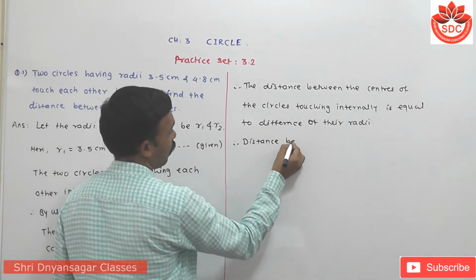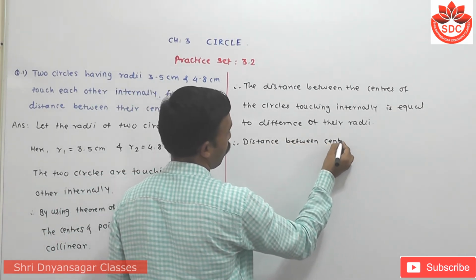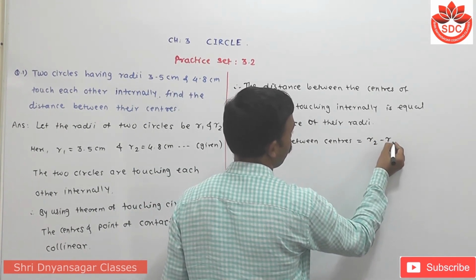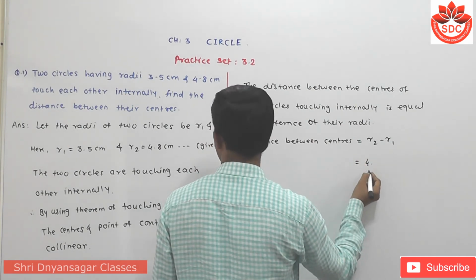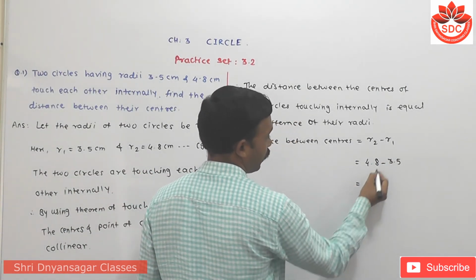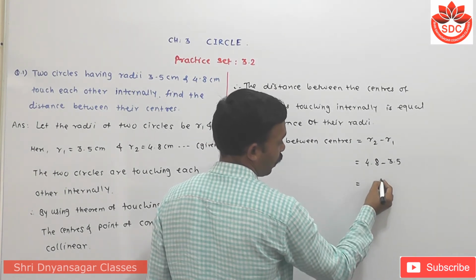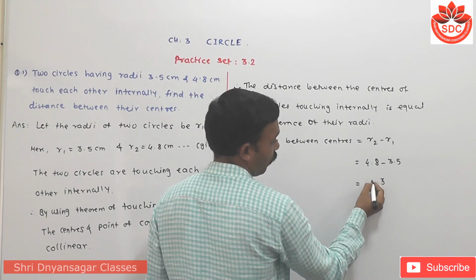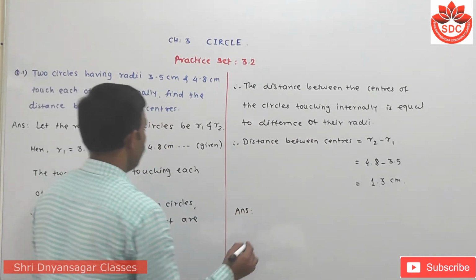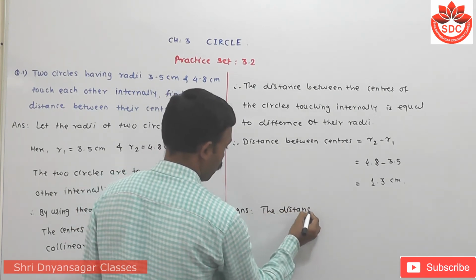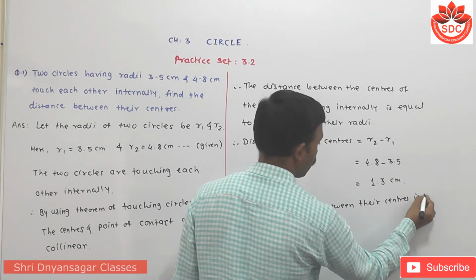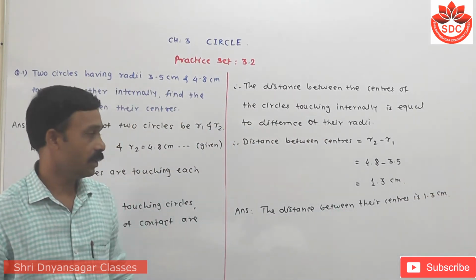So the distance between centers is equal to the difference between their radii, meaning R2 minus R1, because R2 is bigger. R2 is 4.8 and R1 is how much? 3.5. The subtraction: 8 minus 5 becomes how much? 3. 4 minus 3 becomes 1 centimeter. So the answer in a full sentence: the distance between their centers is 1.3 centimeter. Okay, we see the next question.